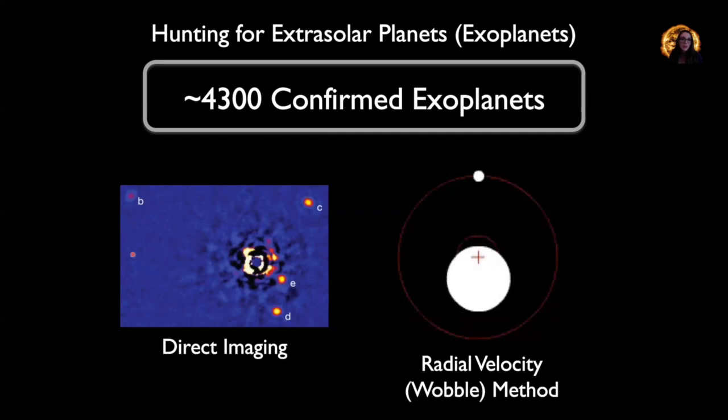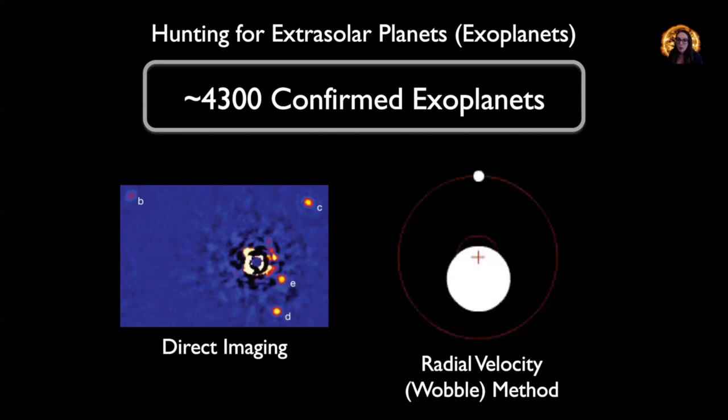Here's an example of a system that has been direct imaged to find exoplanets. There are 4 exoplanets here in this picture. So here's the star. There's a little occulting disk in the middle blocking out all the light from that star. And then that lets you see 4 planets, planet B, C, D, and E.